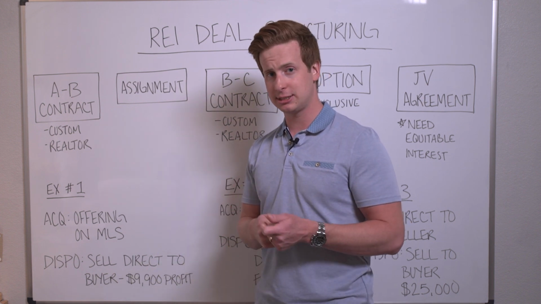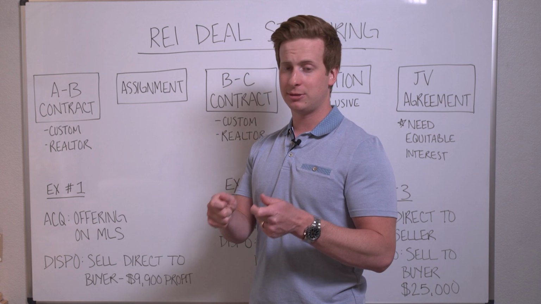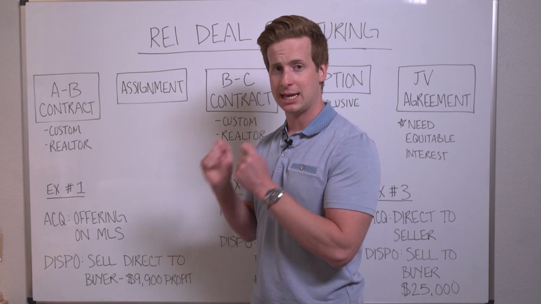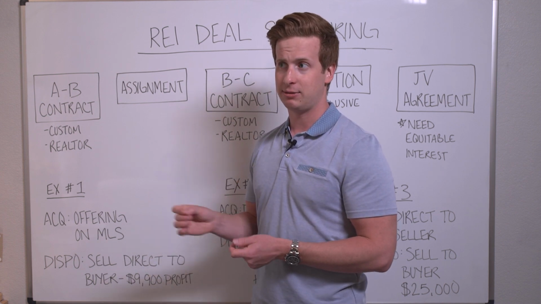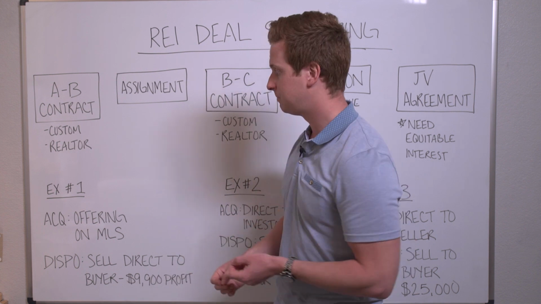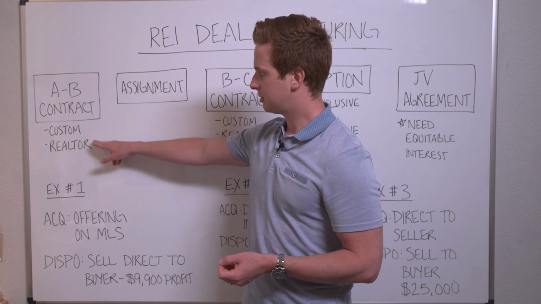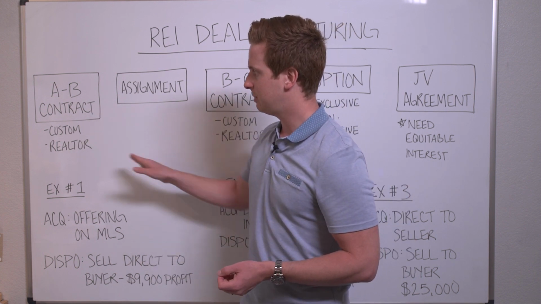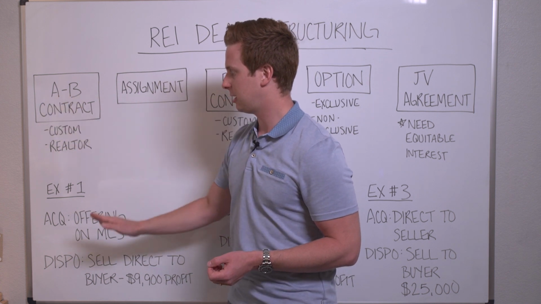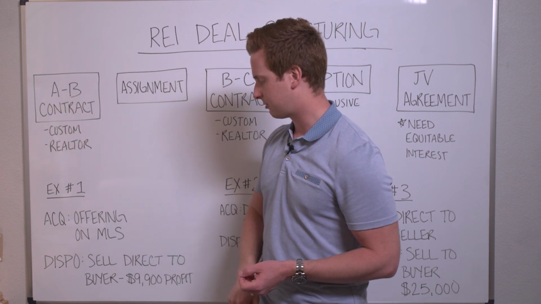It's what the realtor, the listing agent, is going to expect, and it's generally the only thing they're going to be comfortable taking to their seller and advising their seller to sign, right? So on that end, an A to B contract, realtor, right? An A to B because you're going direct to seller, you're the B player, and a realtor contract because you're making an offer on the MLS.